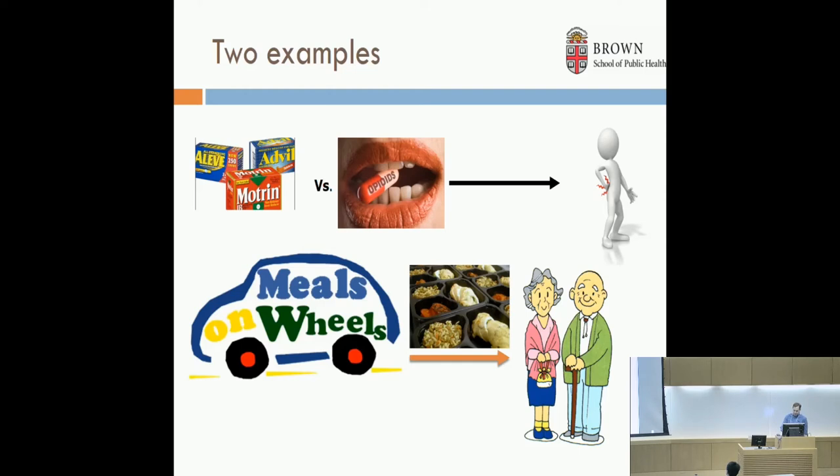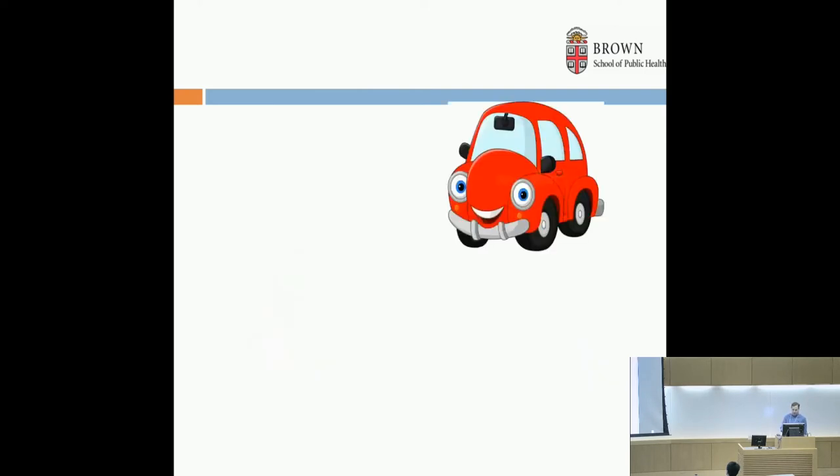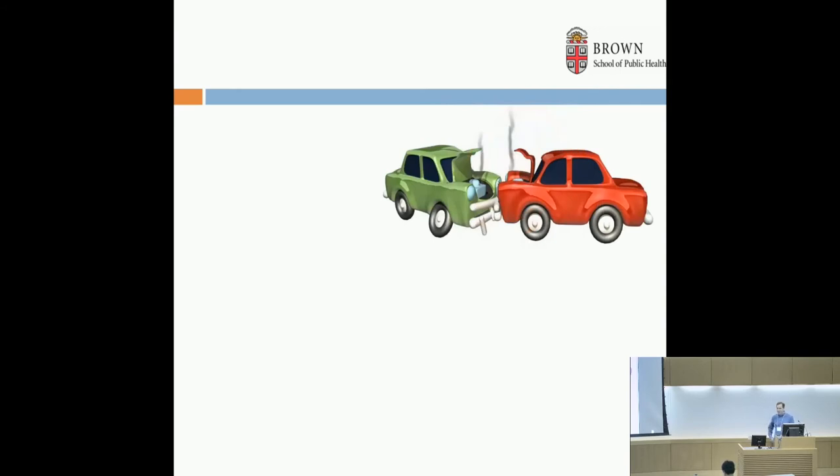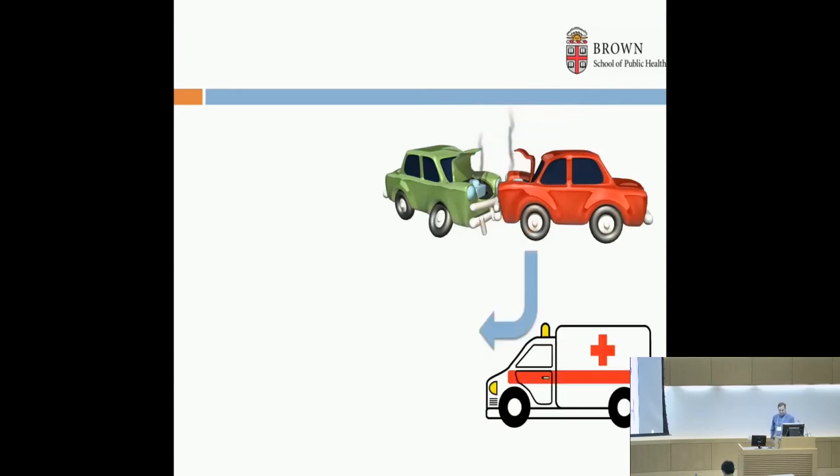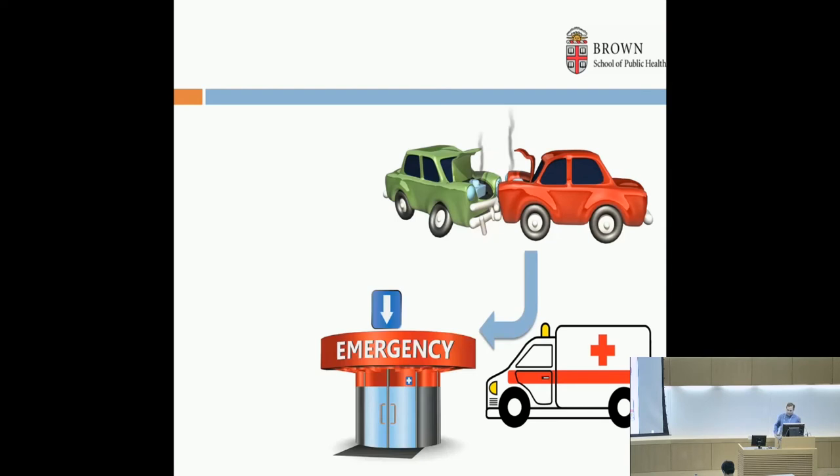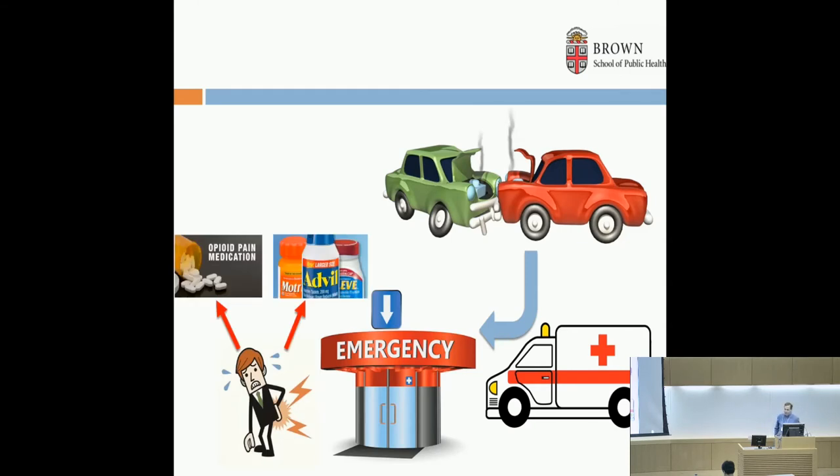So for that, I had no real example. So let's think about that. You are driving your nice red car. This is actually my car, my nice red car. I get into a car accident. An ambulance comes, right? They go to the emergency room. That's what happened. Then you're like, oh, I have pain in my back. Now the doctors can give you two things. Obviously I didn't break anything other than the car. But they can give you either NSAIDs or opioids.